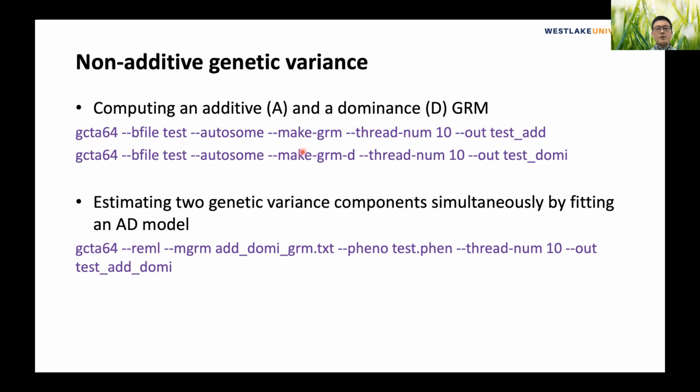So you have 2 commands here, one to compute an additive GRM and the other to compute a dominance GRM. Once you have the additive and dominance GRMs, you can fit them together again in a GREML analysis to estimate additive and dominance genetic variants for a trait.